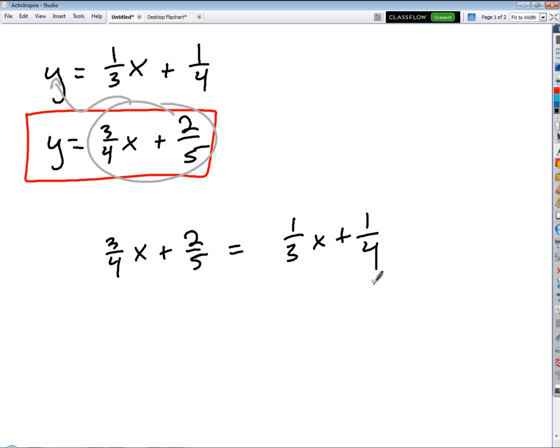60. So 60, that's it. That's the smallest number that they all divide into, 60. Okay? So then what we're going to do is multiply that 60 through, distribute it through all the terms on both sides.